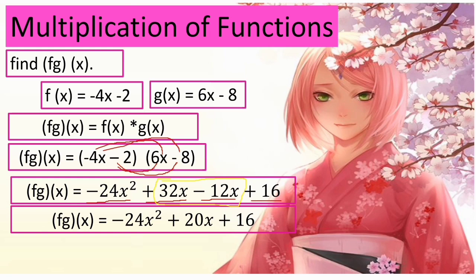So, dahil wala namang kasama yung negative 24x squared natin, kokopyahin lang po natin yon. So, negative 24x squared plus 32x minus 12x, that is 20x. Then, kokopyahin din natin yung 16 kasi wala siyang kasama. So, our answer is negative 24x squared plus 20x plus 16.